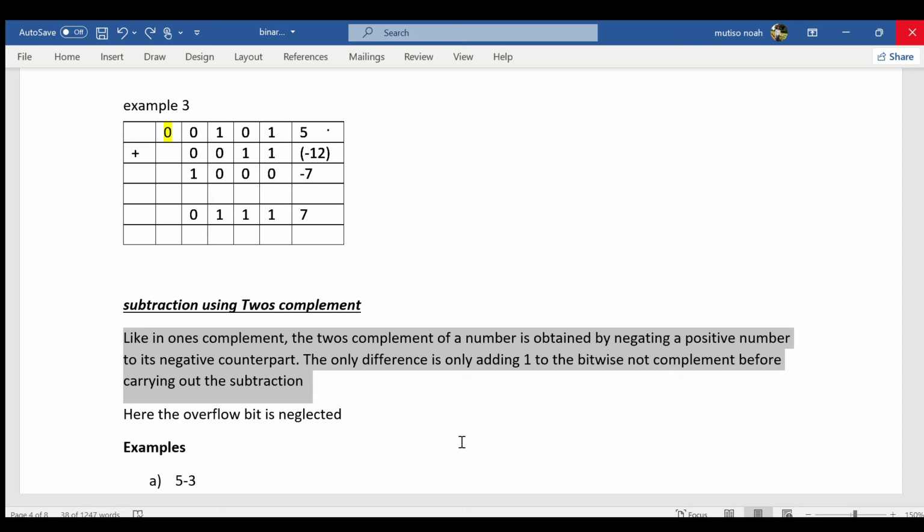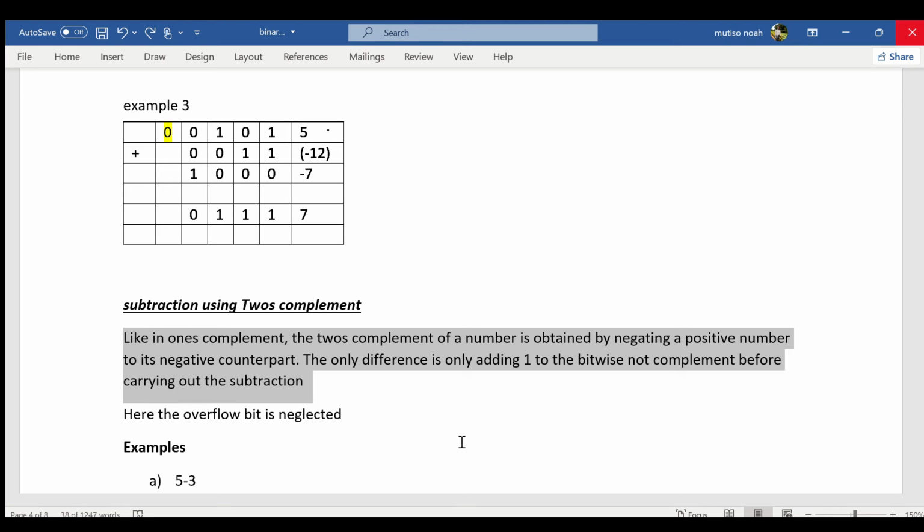And another difference is that here the overflow bit is neglected. It is not added back like the way we used to do in 1's complement. Here we just neglected it. Here we add 1 to the bitwise not complement before carrying out the subtraction. And another difference is that the overflow bit is neglected.